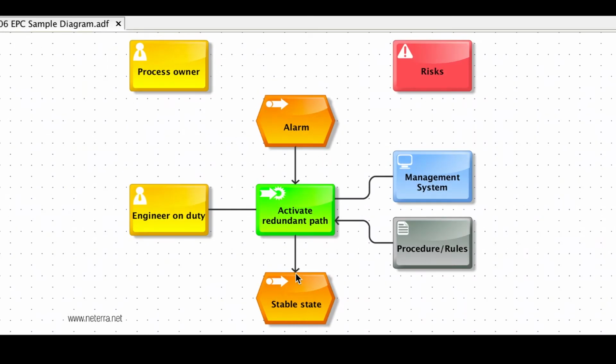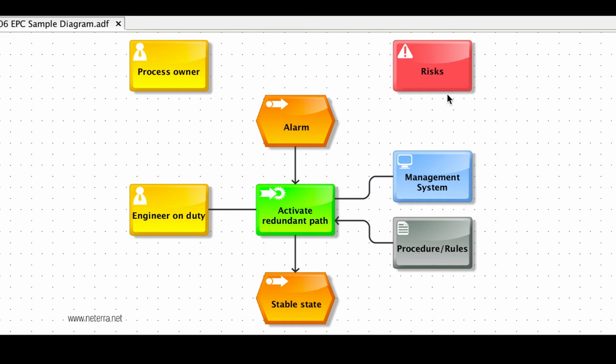The orange polygons are the states. The green rectangles are the actions. The yellow blocks with a human on the left are the roles that perform the actions. On the right of each action, there are the conditions under which these actions are taken. They could be documents, rules, IT systems.